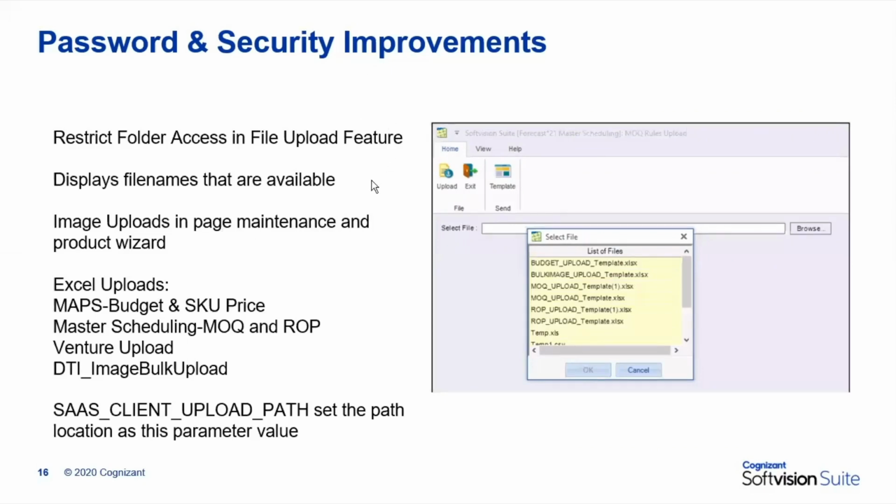We have Excel uploads that are available in maps for your budgets and SKU pricing. In master scheduling, the MOQ and ROP if you're a suggested purchase order customer. Venture uploads for those that have venture. And then there's also the image bulk upload. For Excel uploads, XLS, XLSX, and CSV files are allowed. For SaaS customers, we do allow you to set a particular path for an upload. This is the parameter setting that you would have, and the value for the parameter would be the path location.